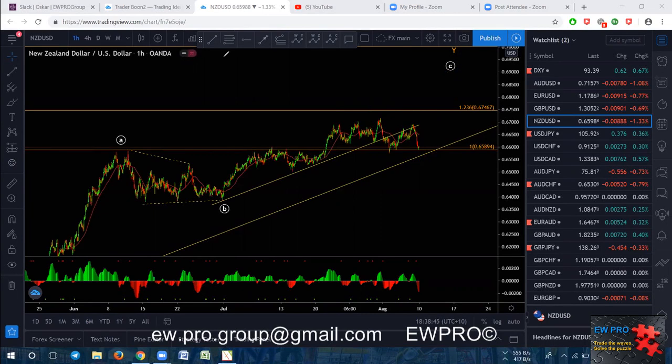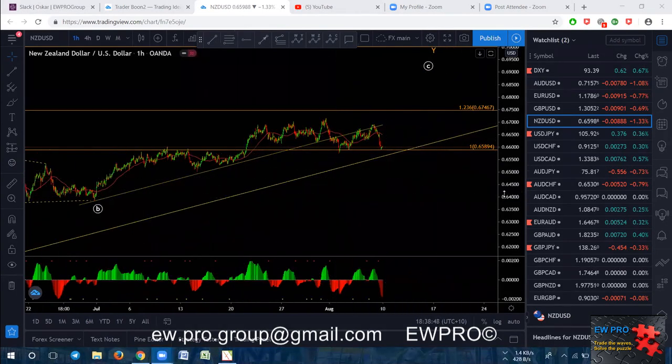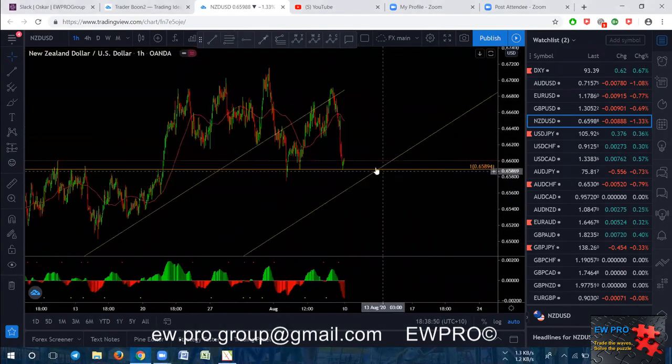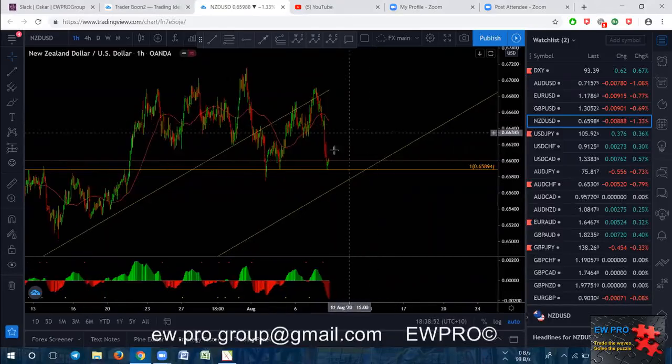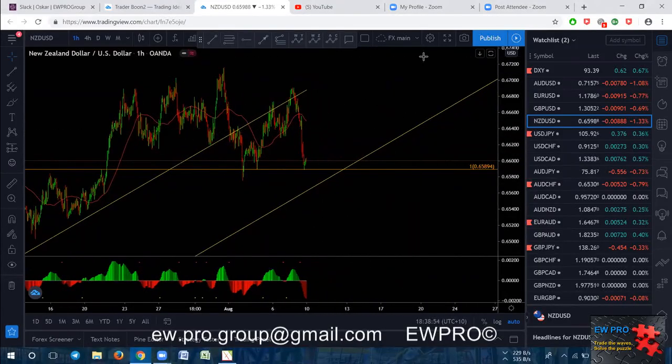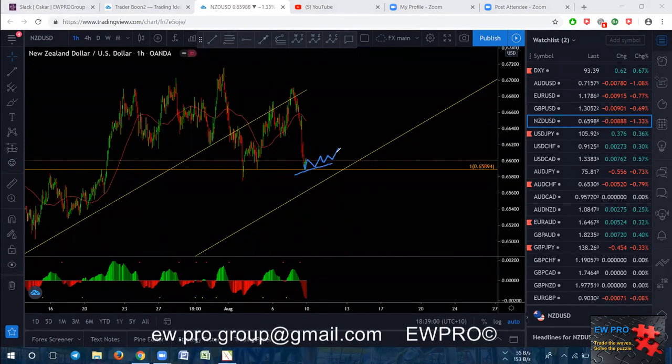Again, if we get the sell setup, you can take it. If it gives you the buy setup, you can buy it, basically. At this stage, it's not giving any setup, but if it gives you the bear setup here, look for the sell. If it gives you the bull setup, look for the buy to go and break the top.